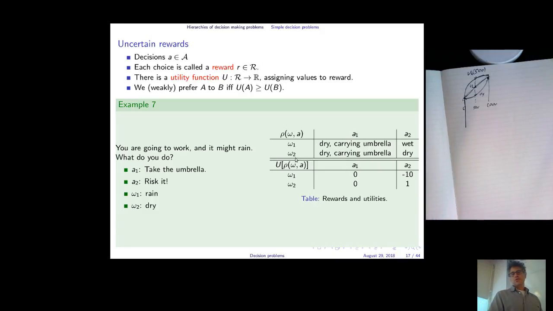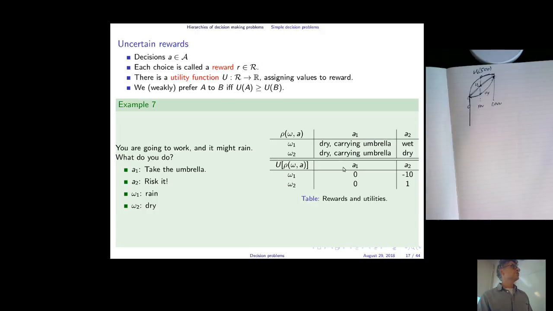Now, because we said before that every possible reward has its own utility, our utility function u just depends on the reward we get. And the reward we get depends on whether or not it rains and whether or not we take the umbrella. So there are three possible rewards. One is you're dry and you're carrying the umbrella. Another is you're wet with an umbrella, and then you're dry without an umbrella. Each one of these has a different utility, and we just put it here.